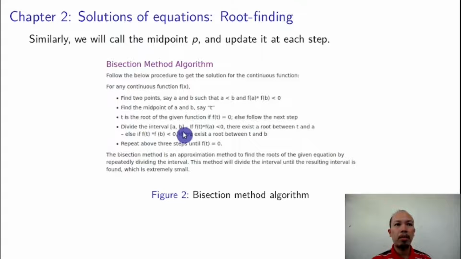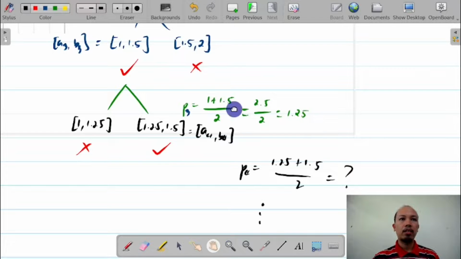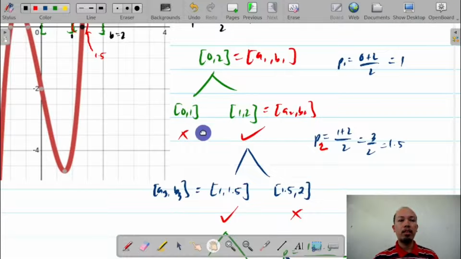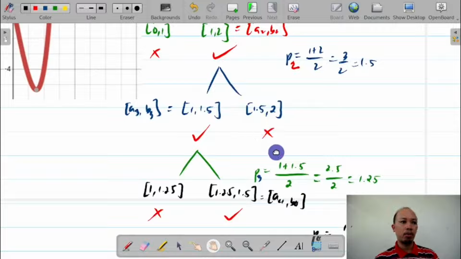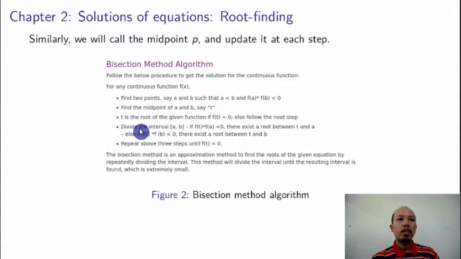Else, follow the next step, divide the interval again, and then if the product f(a)f(t) is less than 0, then there is a root in [a, t]. Else, there is a root in this one here. That's just like what I've said before in the discussion. We divide, then one has a root, the other does not have the root. So that's what we mean by this part here. Then repeat the above three steps, first, second, third, and so on, until we have f(t) equal to 0. So that's the bisection method algorithm.